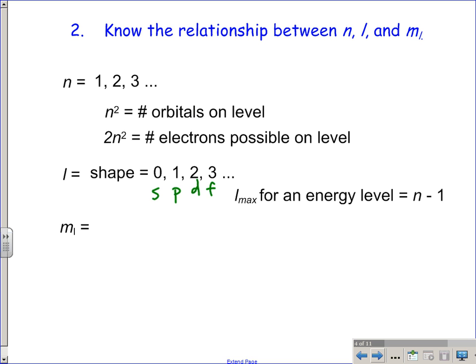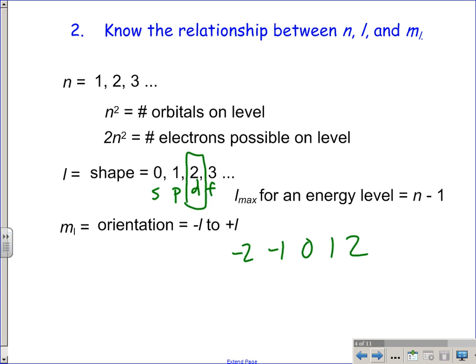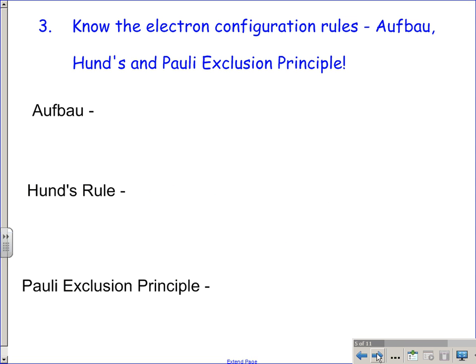And then don't forget M sub L is also related to a previous idea. M sub L is orientation. So which particular orbital on the entire sublevel, which orientation of my P or D or F, because remember there's only one orientation for an S. And we number those things from negative L up to positive L. Why? Because it gives us the right number. So if we're in L equals 2, that would be a D sublevel. The 5 orbitals would be negative 2, negative 1, 0, 1, and 2. So if I go from negative L to positive L, that gives me the right number of possible orientations. So those are some relationships between n, l, and m sub l.